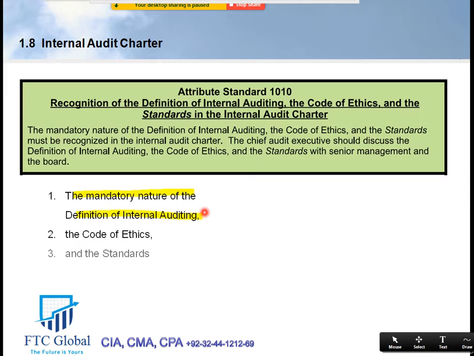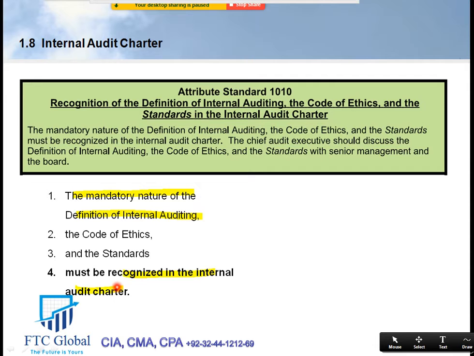Your internal audit charter must not violate these three. The internal audit charter must not violate the internal auditing definition, it must not violate the code of ethics, and it must not violate the standards. In other words, all these three, the definition of internal auditing, the code of ethics, and the standards, must be recognized in the internal audit charter.